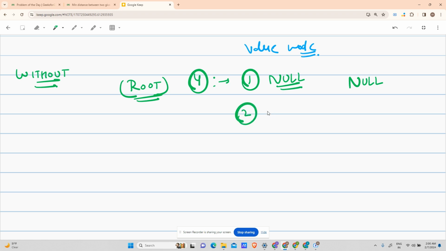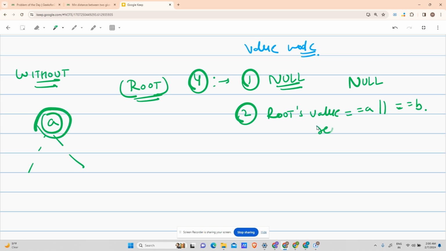The second part is my root's value is equal to A or equal to B. So if I'm standing at my root and my A is here, then it has to be pretty evident that B is somewhere here only, in this subtree only. So my lowest common ancestor for this will be A. So in that case, return this root only.